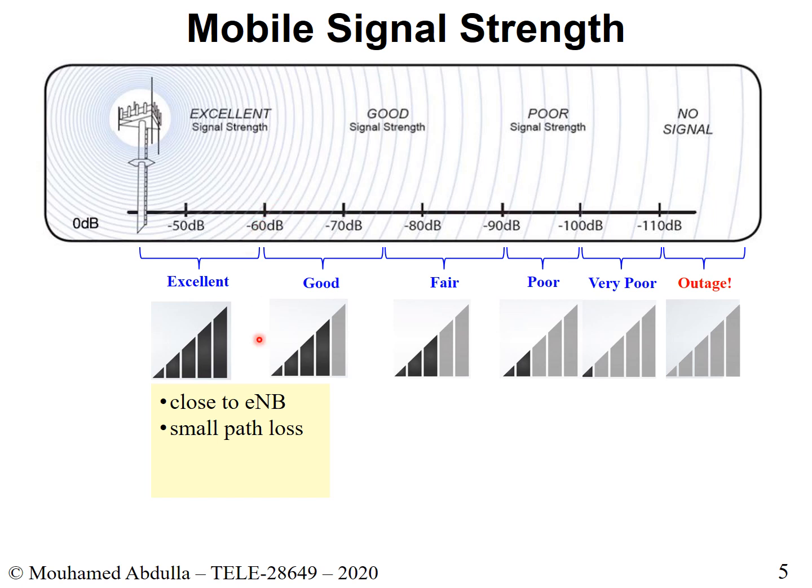So anyway, if you're in this region, you're close to the eNodeB, you have a small path loss, and your signal is very strong, right? You can see this by the bars here. You can see it by a big receive power. Here, this is a small receive power. This is a big receive power.